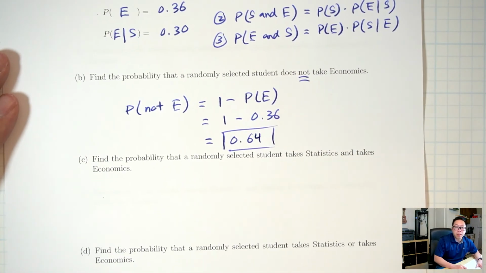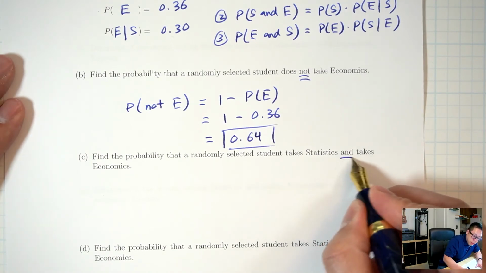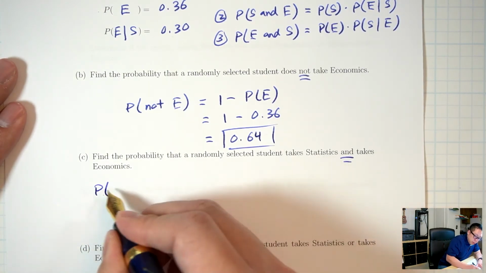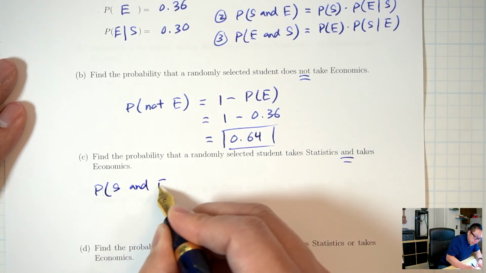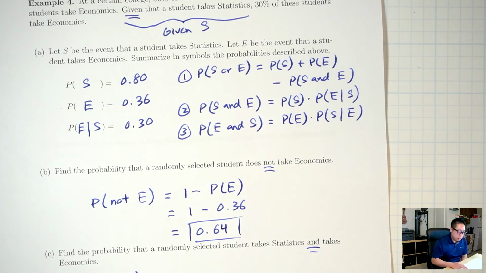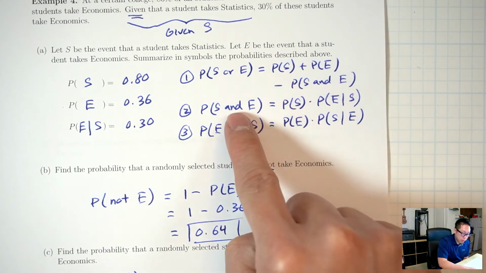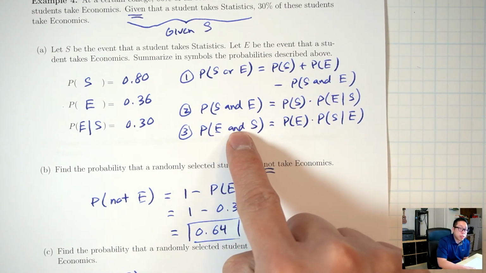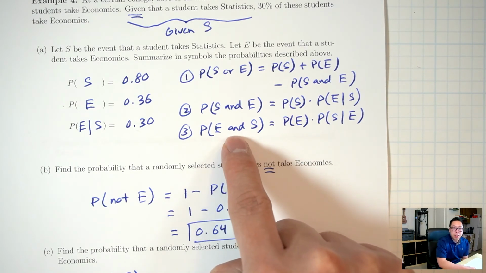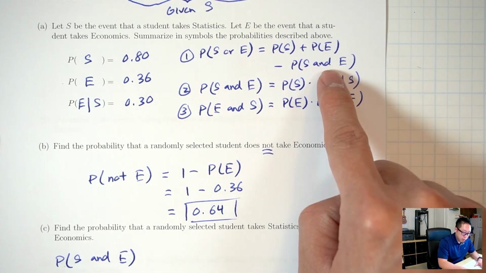Part C, find the probability that a randomly selected student takes statistics and takes economics. Keyword here is and. So in symbols, I'm looking for probability of S and E. And the question is, which equation are you going to use? So I have S and E in actually all three equations. So I have it here, I have it here, and then remember, for ands, the order does not matter. So E and S is the same thing as S and E. So it's in equation 3 also. So which one do you use? Remember, in order to use an equation, right, you have to know everything else.